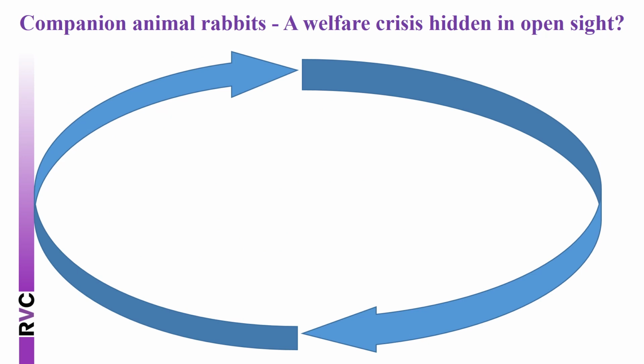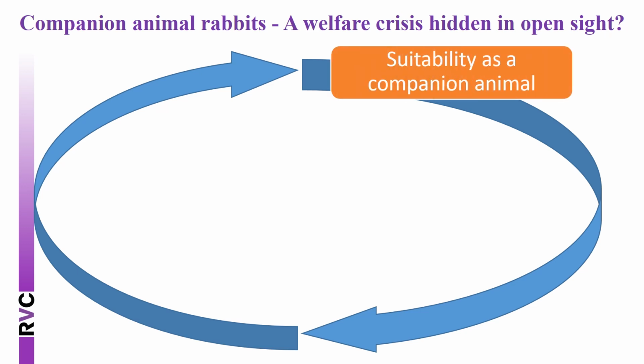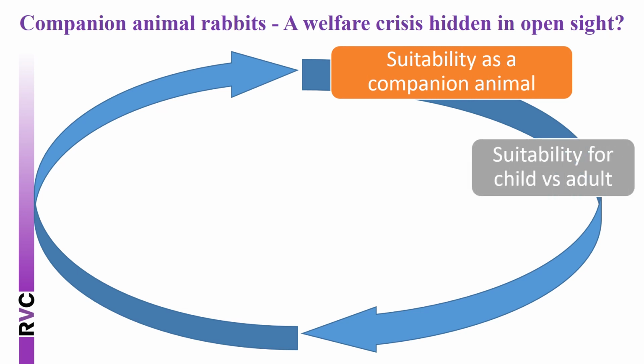When I was considering the wider question about the welfare of companion animals, I could see that this really was a huge topic with many different aspects, and not all of these aspects could be explored in any single study. So this is a topic that needs to be dissected and then the individual components considered. The components that are important are, in the first place, whether rabbits are suitable as a companion animal species at all, and if so, is that suitability more for adults or children?